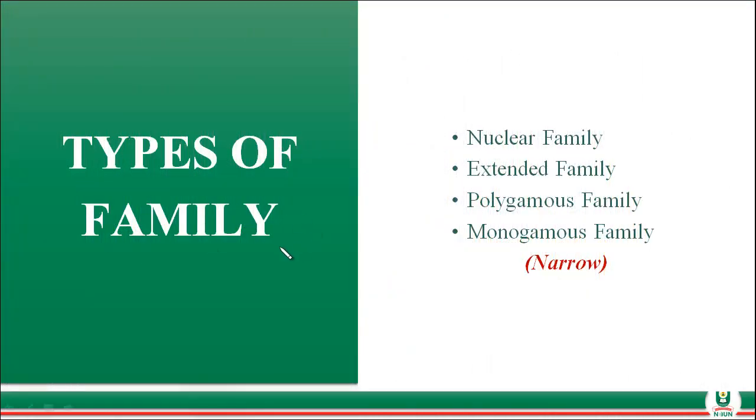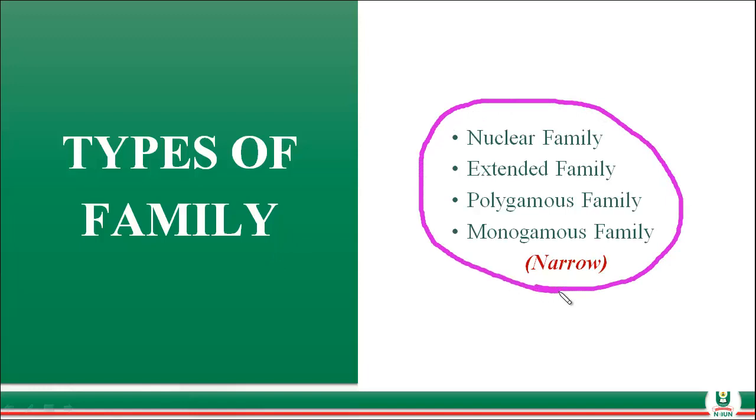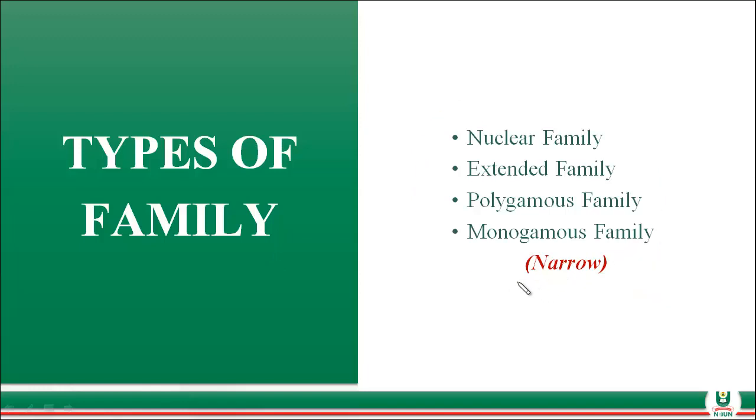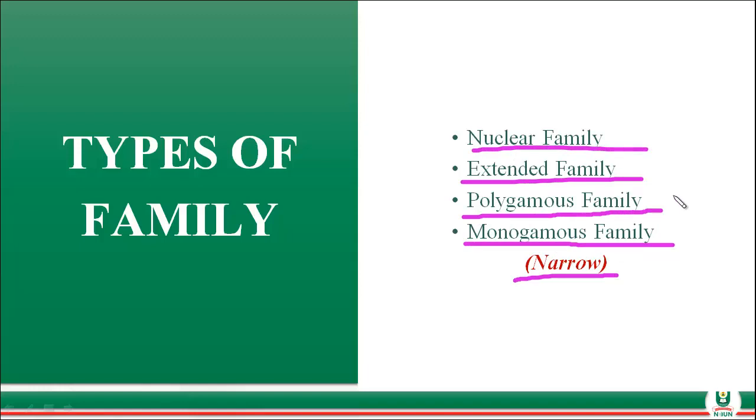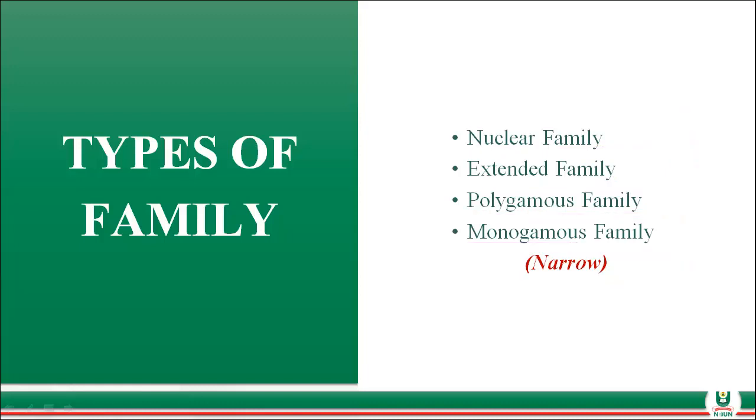On the periphery or by common knowledge, most students are exposed to these types of family. Well, this is just to narrow: the nuclear family, the extended family, the polygamous family, the monogamous family. These are really too narrow types of family. There are plenty of different types of families that I am going to be exposing you to right now, so please let's take them one after the other.